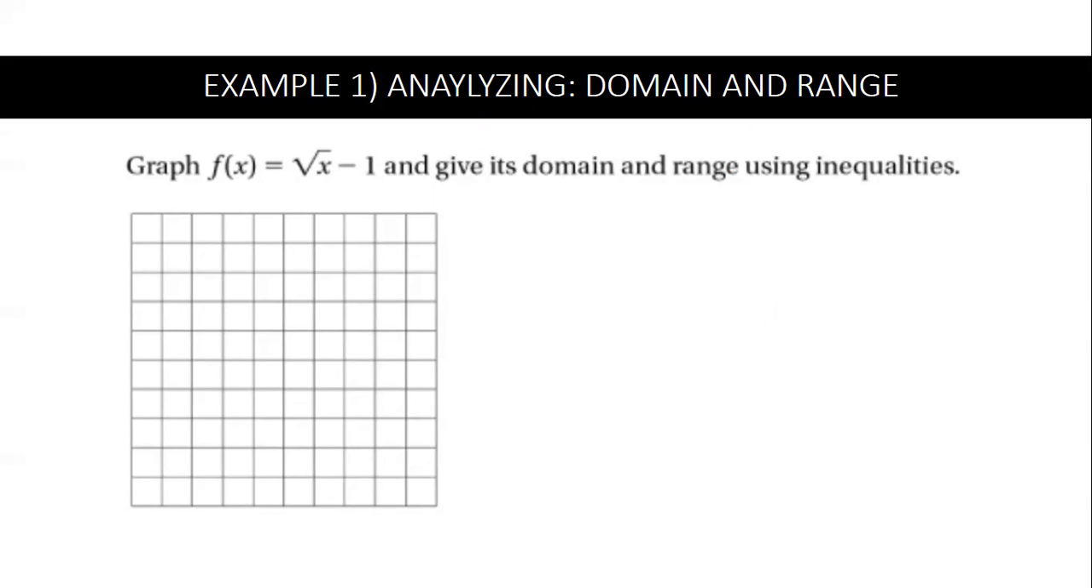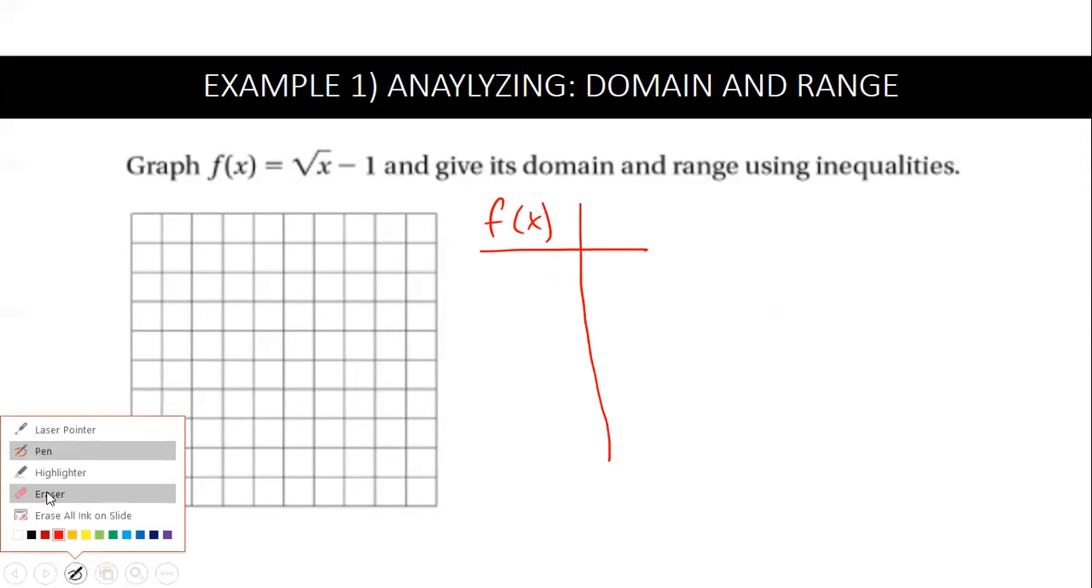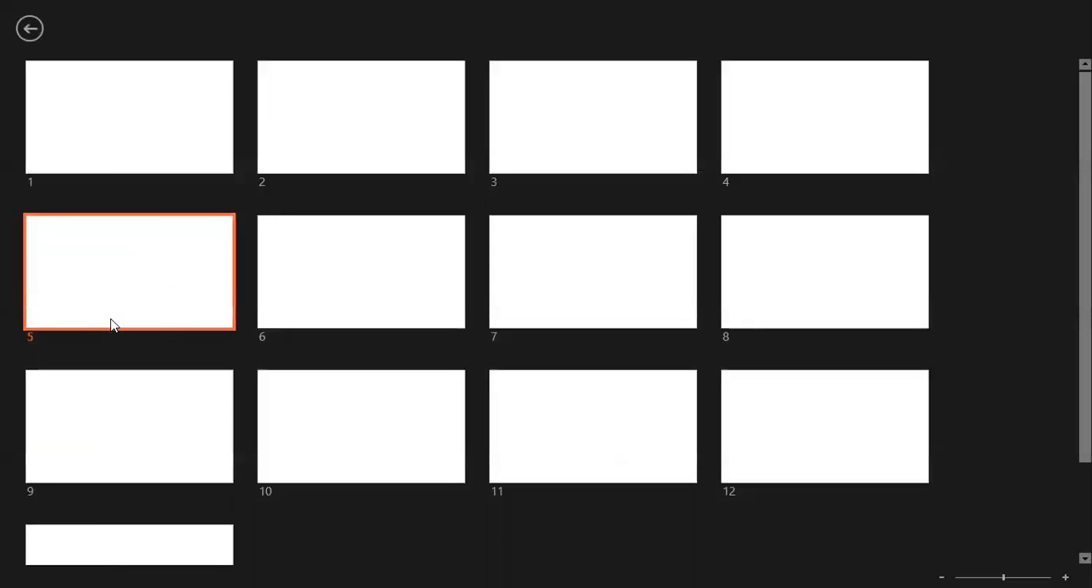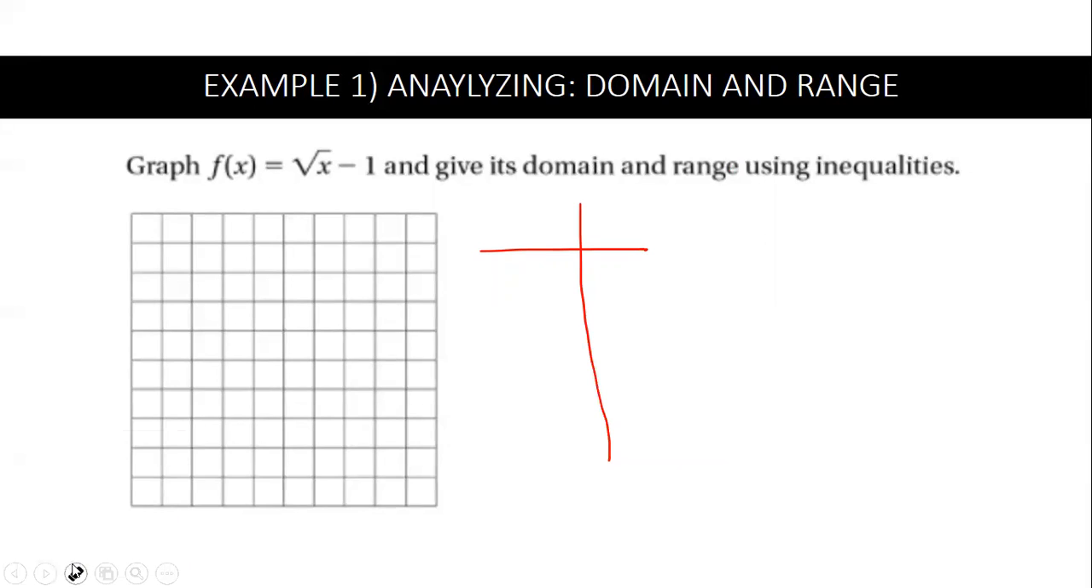So our first example here is analyzing the domain and range. So we're going to go over graphing using the parent function values. So if I have the square root of x minus 1, we have x. I didn't mean to put f of x first. I apologize. I just needed x. We have x. We have f of x equals the square root of x minus 1. And then we're going to know what our y is.